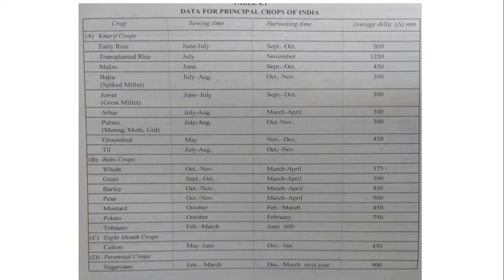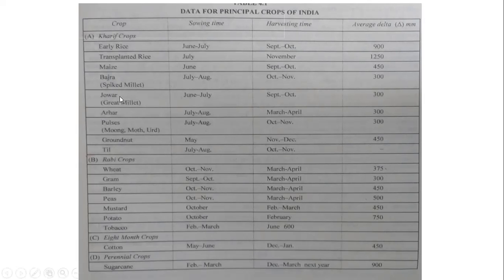Bajra and jawar also go in the Kharif season. Jawar in our case also goes in the Rabi season. If you consider Mangalveda in Maharashtra, nowadays they are starting the sowing of the jawar. But it varies from place to place.